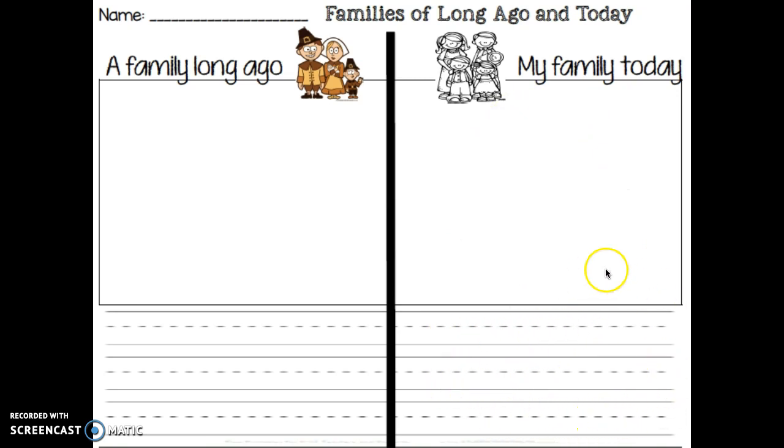Go ahead and draw your picture of what your family today does that's doing the same activity as that family long ago and write your sentence. Pause the video until you get done doing that.